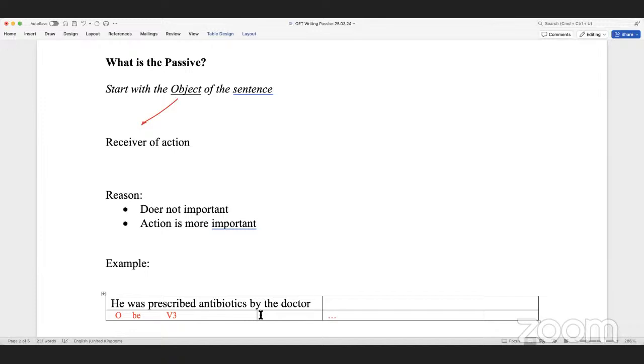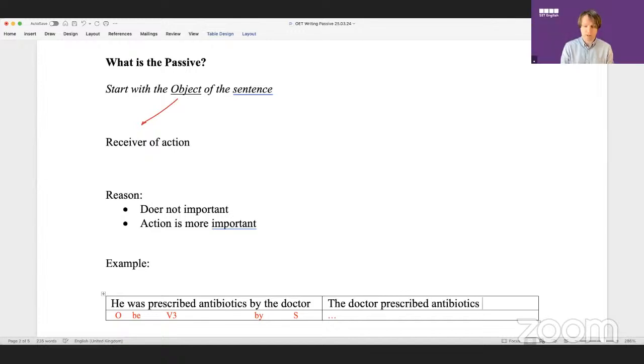Antibiotics. We got by, and then we have the doctor here. Okay, here's the subject. Doctor. Now, Layla, you can make an active sentence. Yes. The doctor prescribed antibiotics. And then you could say to the patient, or for Mr. Smith, exactly. Yes. To him. Yeah, you could say to him, Najibullah.